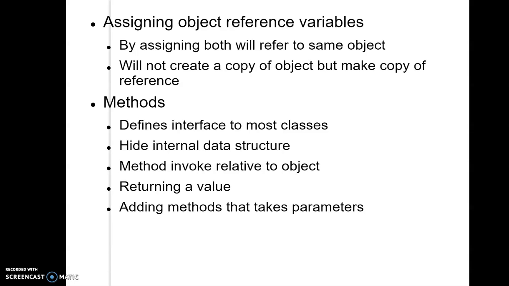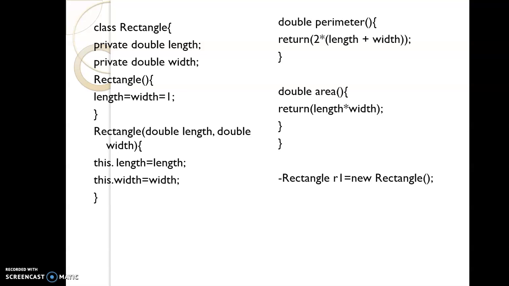So the next point is, can we assign the object reference variable? For that we will see one example. The class is Rectangle. It has two attributes, length and width. We have the constructors. The first one is the default constructor, the second one is the parameterized constructor, and we have defined two methods. So this is the general form of any class. Any class consists of its data members and correspondingly its member functions. We should not write the main method in simple classes.